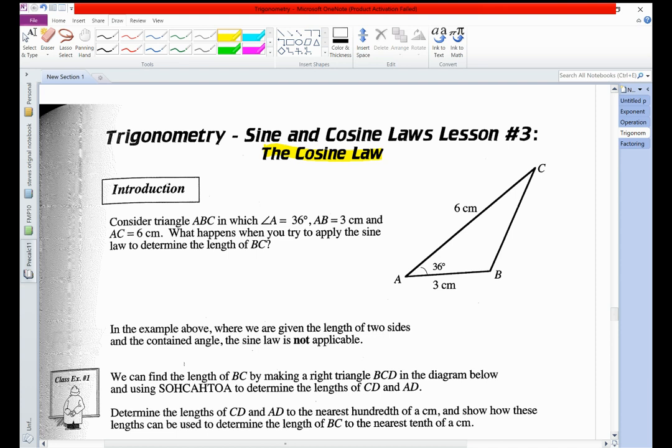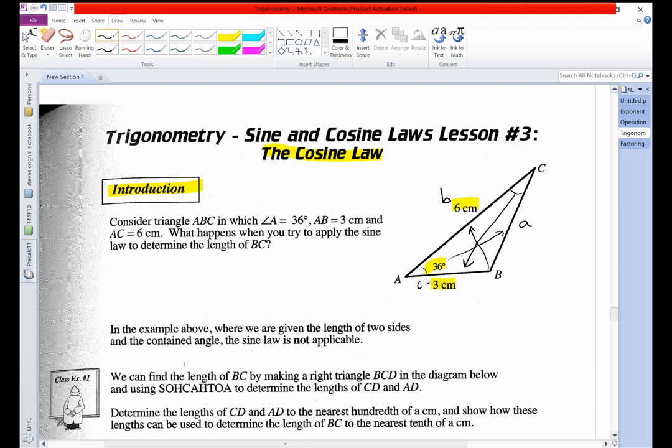So let's get started. The first part here is an introduction, and it says, look at this triangle right here. Angle A is 36 degrees. The side AB is 3 centimeters, and the side AC is 6 centimeters. So using our new labeling notation, angle A is here, so that means side little a is there. Angle B is here, that means 6 centimeters is side little b. And capital C is on the far side, so that means little c is 3 centimeters.